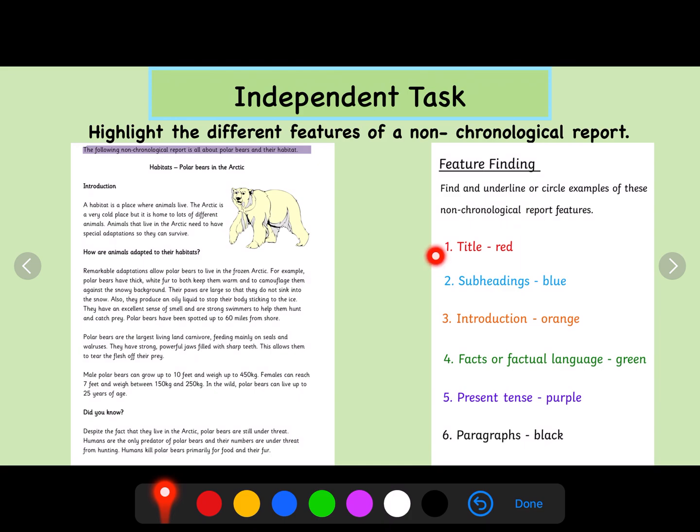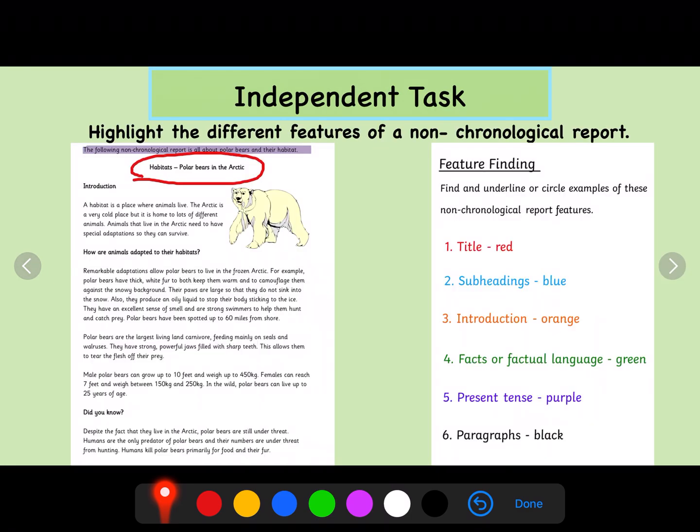So for the first one, it says title, red. So I'm going to look for the title and I'm going to circle it in red. And I know that the title comes at the beginning. So I have circled the title in red. Now, I want you to do 2 to 6 on your own. You're going to circle or underline each of these features. Can you do that on the sheet?